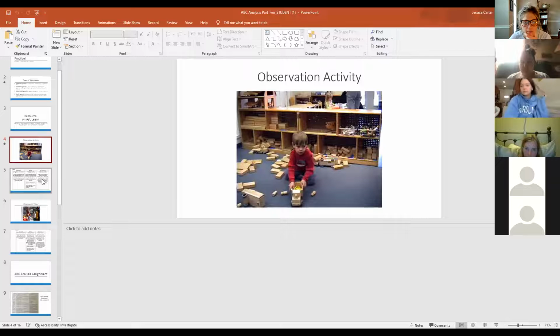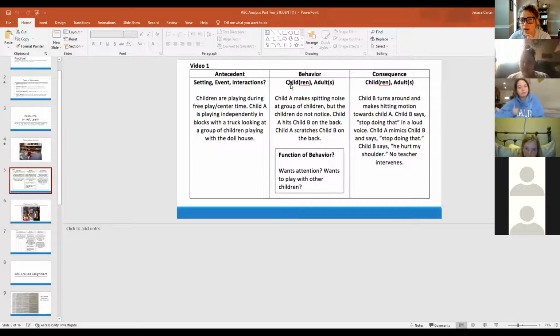Yes. And that would be exactly what I would assume with that noise making and trying to enter into their play area. The function of that behavior was, does he want attention? Is he trying to play with them? Right. Again, with a lack of appropriate skills. He hit the child on the back when he was not noticed from the noise making. Right. And then scratches the other boy on the back.